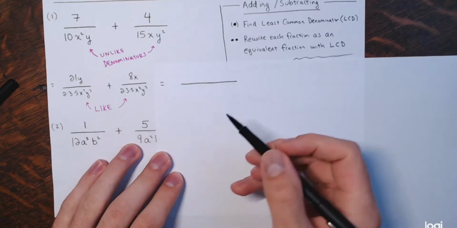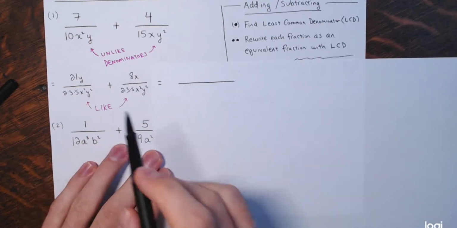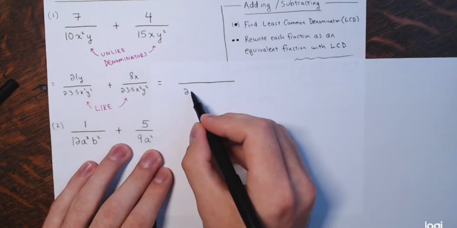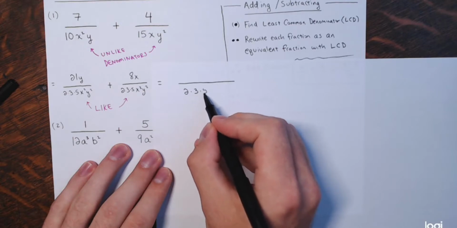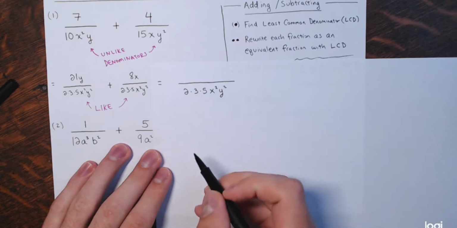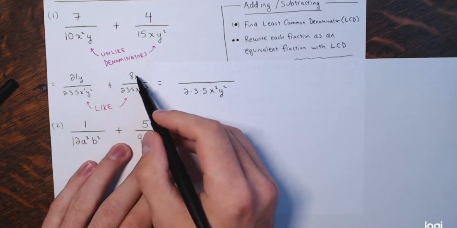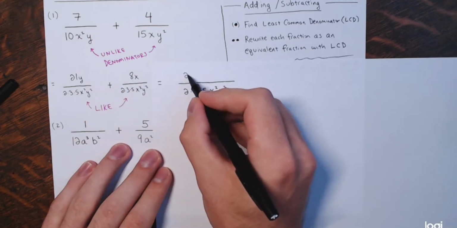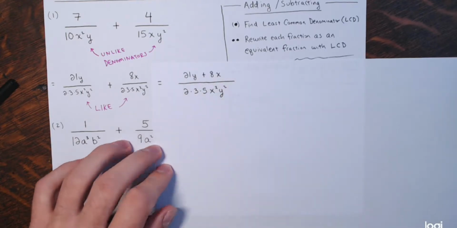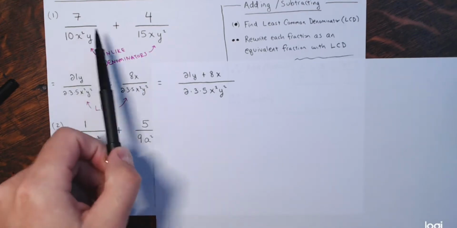So here comes step 3, the add or subtract part. Remember that the common denominator is the denominator of the sum. Again, I'm going to leave it factored for now. So there's the LCD written once again, 2 times 3 times 5 times x squared times y squared. And I'm just combining the numerators, 21y plus 8x. There's the fraction, that's the sum of these two.